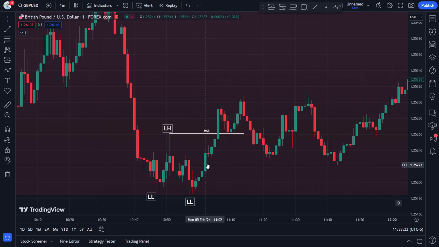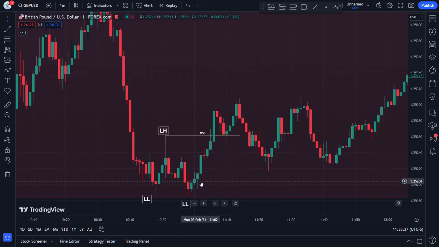So in this example, this is the fair value gap. For instance, if you don't know what the fair value gap is, it is an imbalance between three candles. As you can see right over here, this is the first candle, this is the second, and this is the third candle. The imbalance between these three candles is this area right over here. So it is going to be the fair value gap for us in this case.